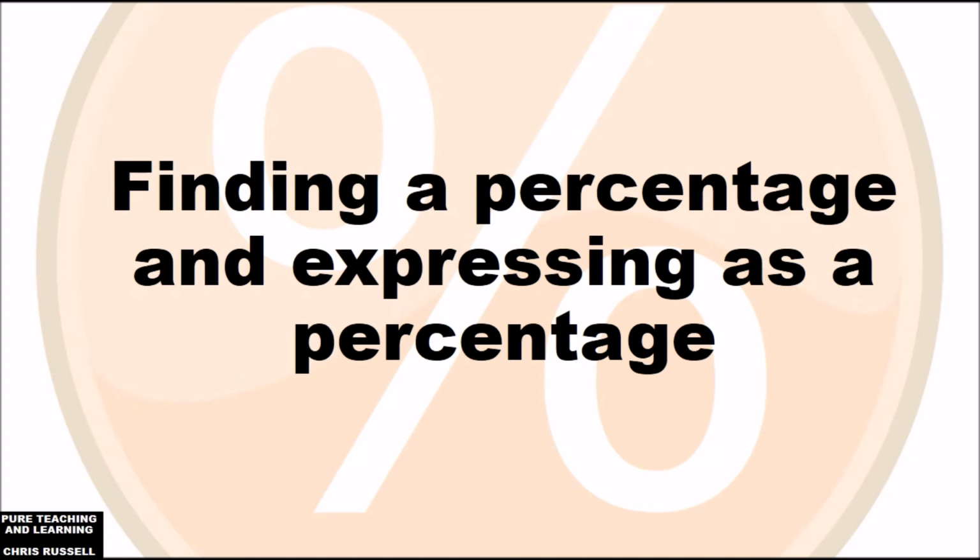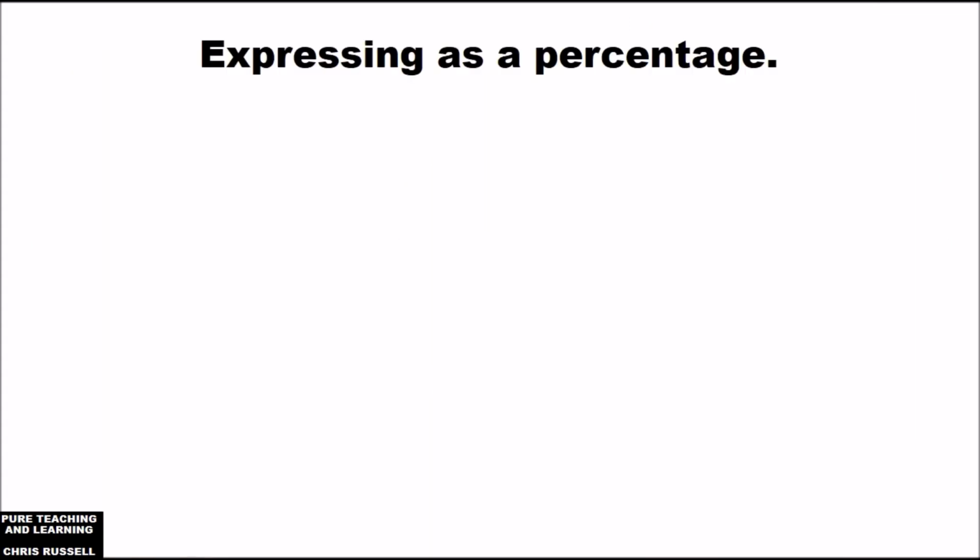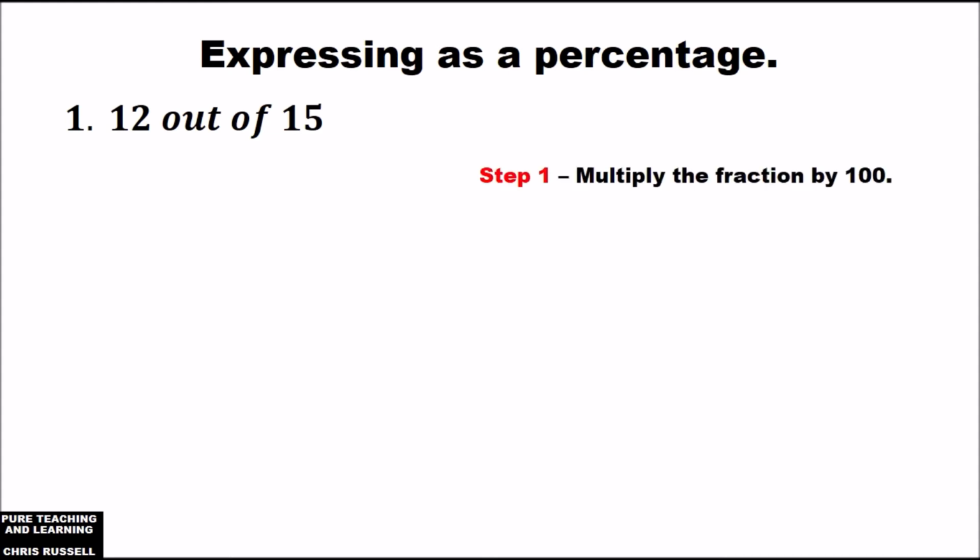Finding a percentage and expressing as a percentage. Here we've got 12 out of 15. First thing we have to do is make a fraction out of 12 out of 15. Then we can multiply that fraction by 100, like so. So we have 12 over 15 multiplied by 100 over 1.